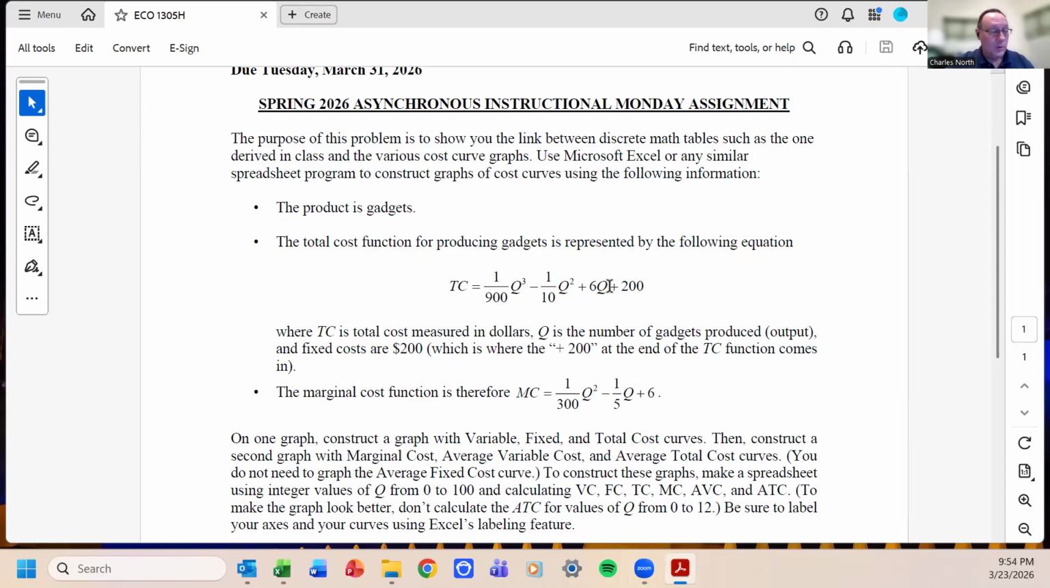Similarly, if we take the first three terms, excluding the plus 200, as the variable cost, and then you just divide by Q, you'll see that the average variable cost function also has a vertical intercept of 6. So again, this is reinforcing the idea that the average variable cost and the marginal cost are going to have the same vertical intercept. And here it is mathematically, all of it derived from this single total cost function. So, okay, what are you supposed to do?